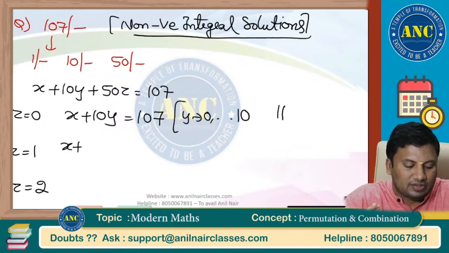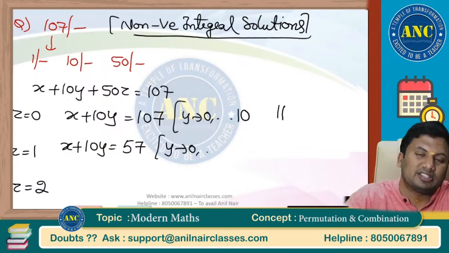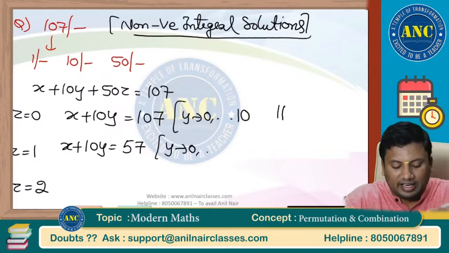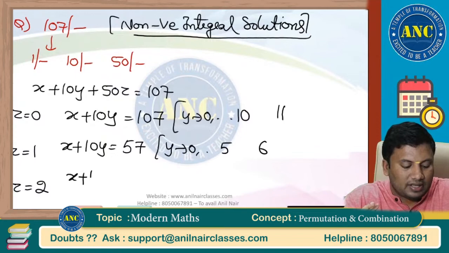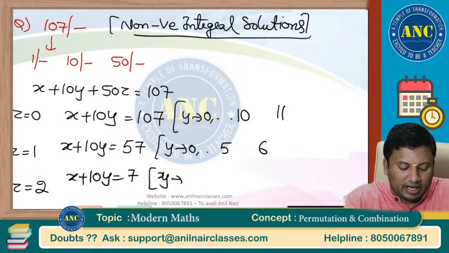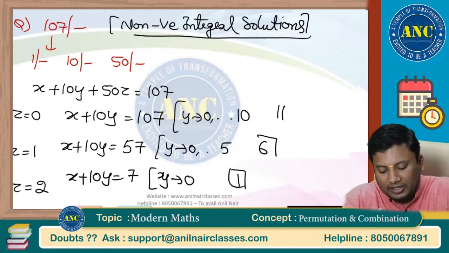If z is 1, x plus 10y equals 57, y can start with 0. Please tell me, if y is 6, 10 sixes are 60, 57 minus 60, I will get negative. So it is 0 to 5, 6 cases. z is 2: x plus 10y, 107 minus 100, which is 7. So y value is 0, x is 7. y cannot take beyond 0. So 1 value. 10 plus 6 plus 1.